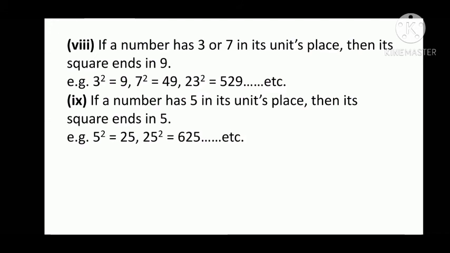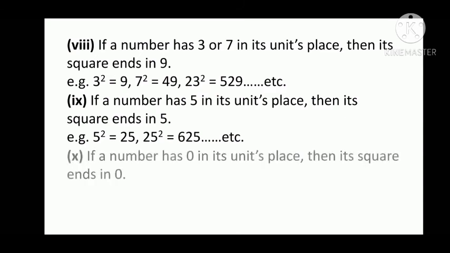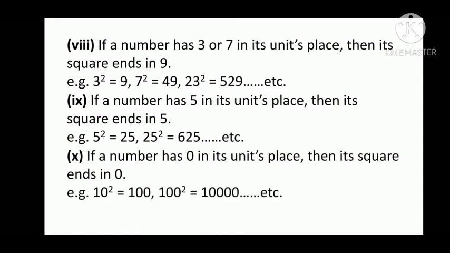Likewise, you can consider other examples also in which a number has 5 in its units place. If a number has 0 in its units place, then its square ends in 0. For example, 10 square is equal to 100, or likewise you can take more examples.